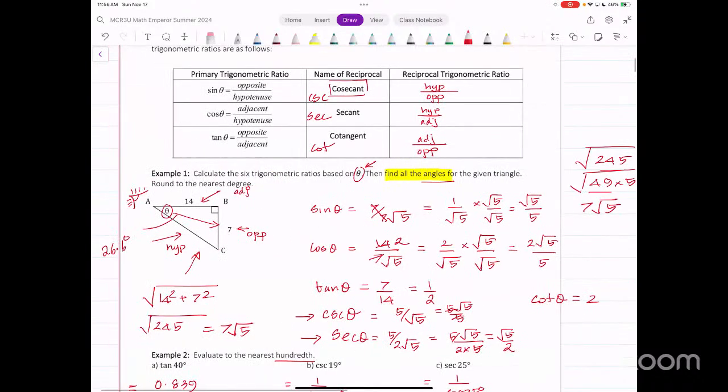Now, how do I find this angle? Well, we know all three angles add up to 180, isn't it? So we can subtract: 180 minus 90 minus 26.6. What is the sum of the interior angles in a triangle? 180. So if I know that theta is 26.6, how do I find the angle C? Because B is going to be 90. So just subtract it from 180. Makes sense?